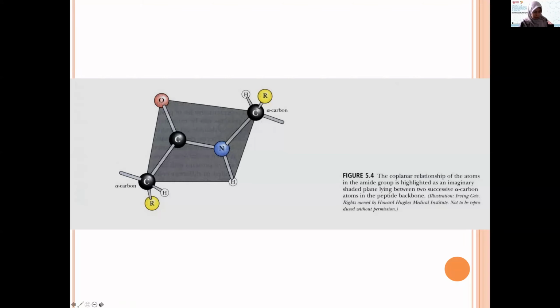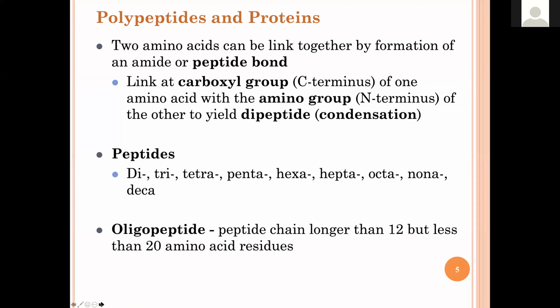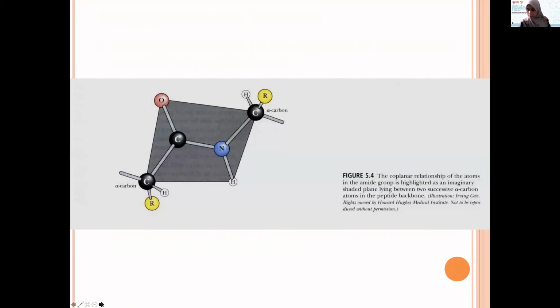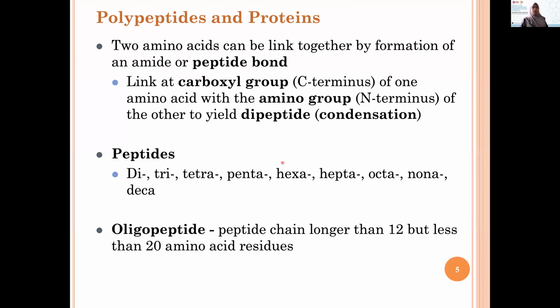Maybe we can see it again later. Let me see if I can find any example. Okay, so we go for the polypeptide and protein. If you combine 2 amino acids, we call it dipeptide. 3 amino acids, tripeptide, tetrapeptide, pentapeptide, hexapeptide.